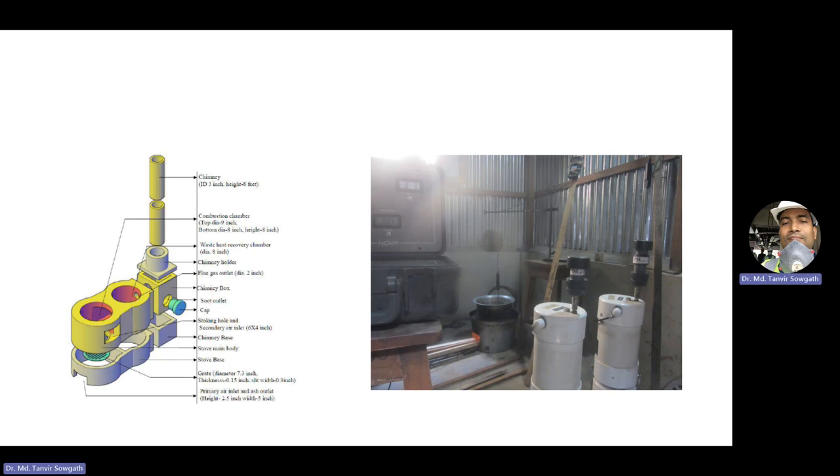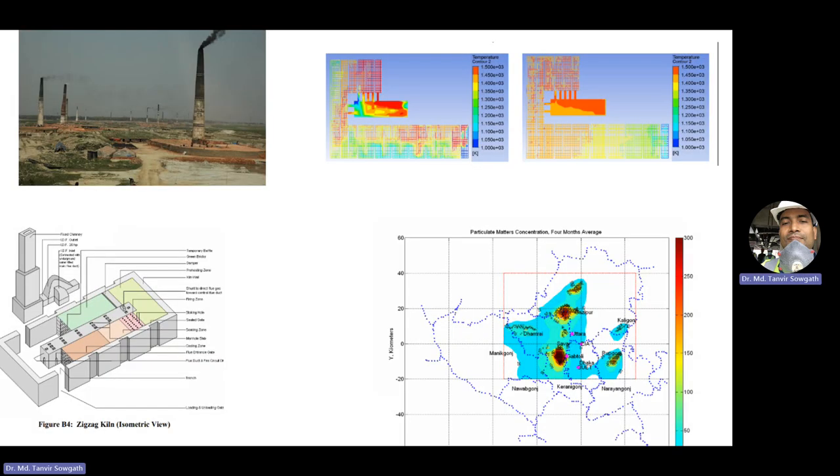Some modeling picture, as you can see, those are the different techniques used for modeling. In those, we have designed such models to understand the situation, and from this portion to go to Dhaka city's air pollution or something like that.